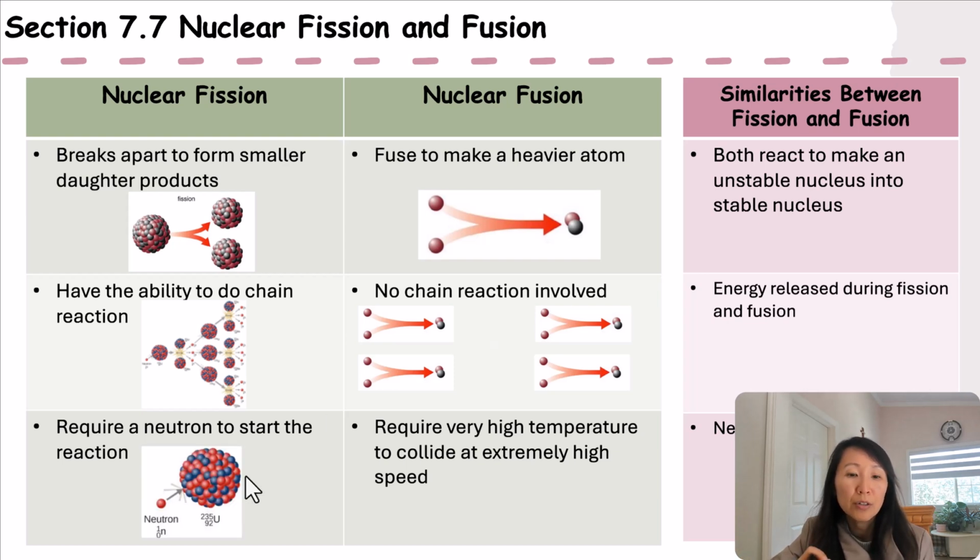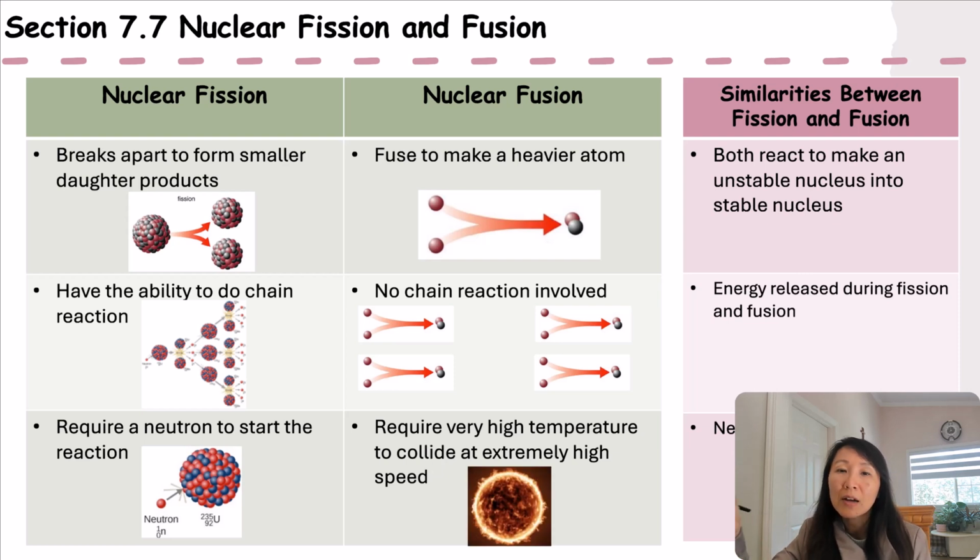Initiation for nuclear fission is by the start of a neutron, whereas for fusion, it's not a neutron that causes them to fuse together, but rather the really high temperature that causes a very high velocity of the atoms to collide together, and that collision at the right angle allows fusion to occur.